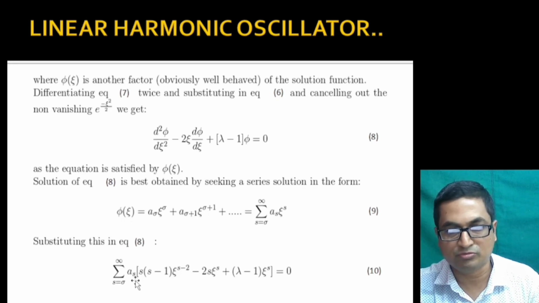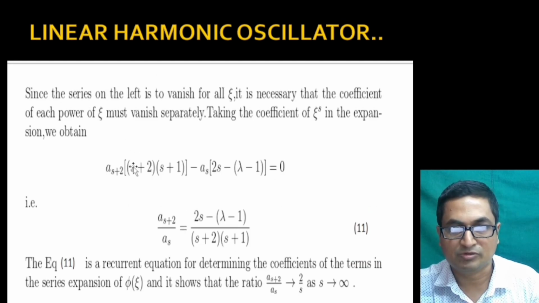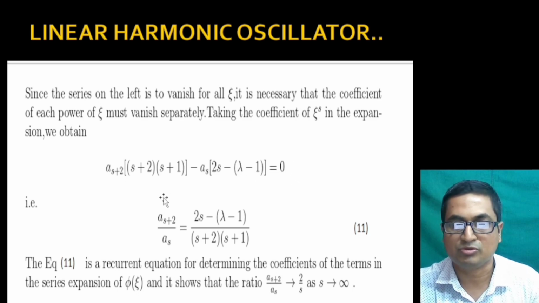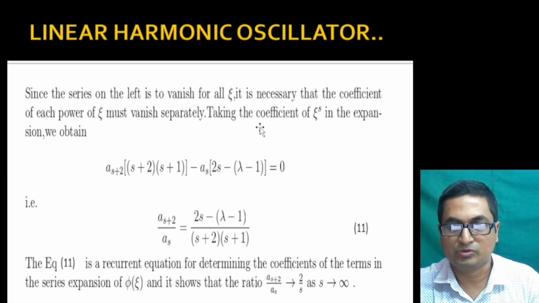So while equating the coefficients, we have to put s minus 2 equal to s. In that sense, this s would become s plus 2, and s minus 1 would become s plus 1. So this particular term would now become (s plus 2)(s plus 1) a_(s+2) xi to the power s. Now we can compare all these coefficients, and we get a relation like this: (s plus 2)(s plus 1) a_(s+2) minus [2s minus lambda plus 1] a_s equal to 0. So all the coefficients of xi to the power s are taken to be 0, and this is the condition that we have.